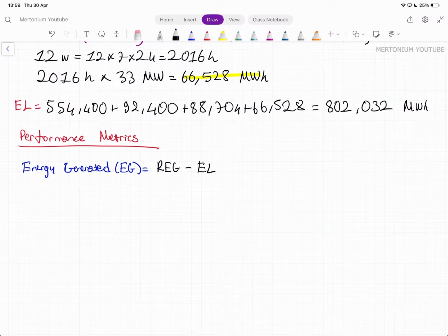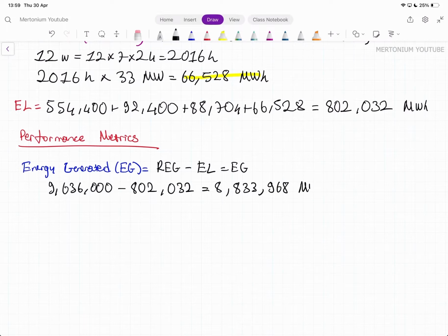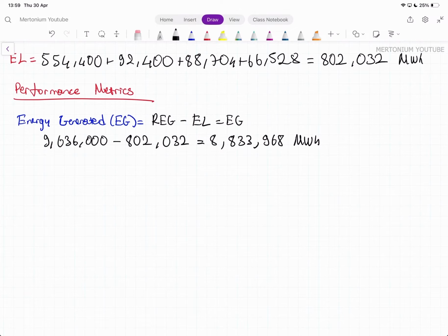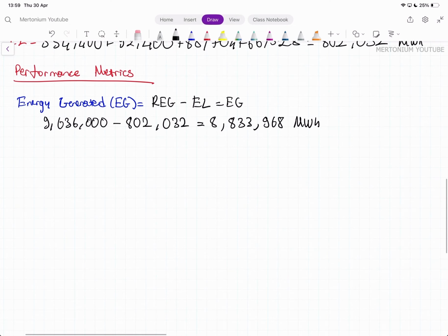So let's plug in the numbers. We have the reference energy generation of 9,636,000 minus 802,032. So these are in megawatt hours, equals 8,832,968 megawatt hour. And this is our energy generated. And this will be useful for the calculations of the next metrics that I'm going to show.